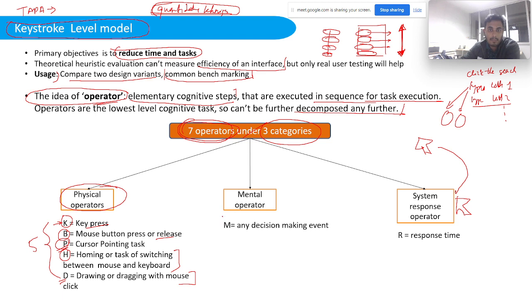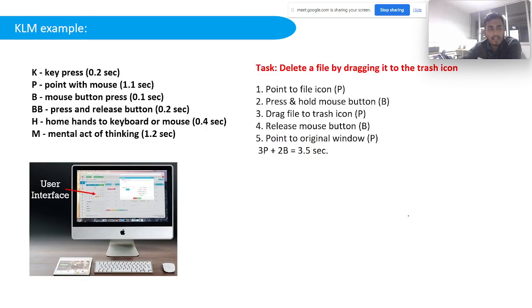Then you have the mental operator, which is decision making events. And you have the system response operator, that is, when you perform a certain activity, how much time the system takes to give a response. Now what KLM defines or suggests is that historically, based on various research, there are some standard timings for each of these activities, each of these operators.